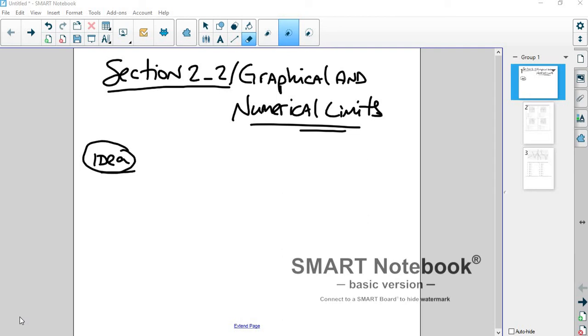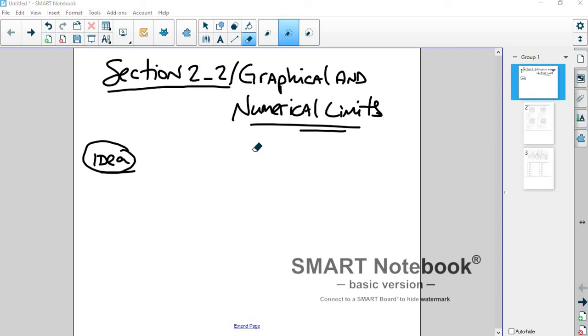This is section 2.2, the beginning of chapter 2. 2.1 is just kind of an overview. You can read through that, but 2.2 is the introduction to specific graphical and numerical limits. And so that is what we're going to be talking about today.